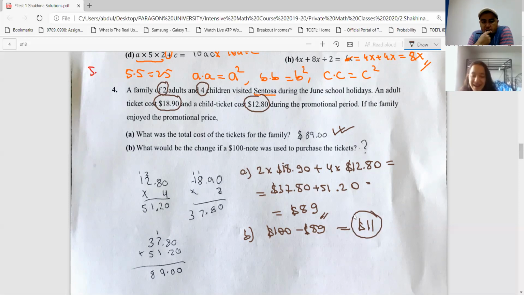Oh, I get it. I was thinking the same thing, but I think I just swapped the numbers around, like 89 minus 100. Okay, that makes sense. You are giving $100, right? And she has to charge actually $89, so she just gives you back $11. $11 change. Okay, got it.